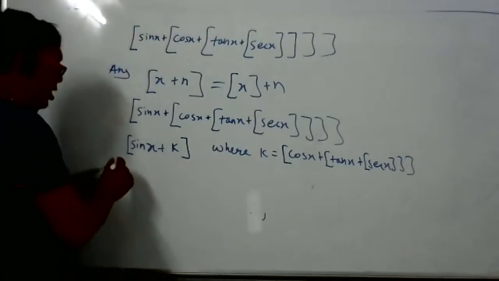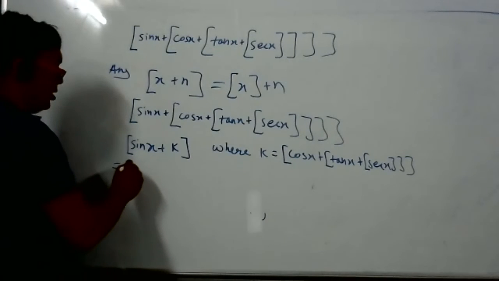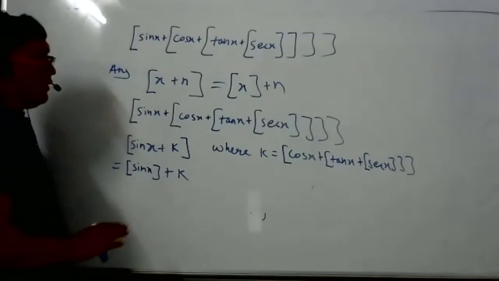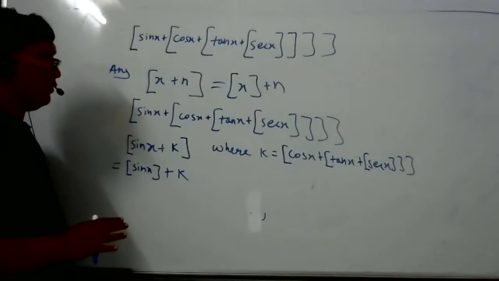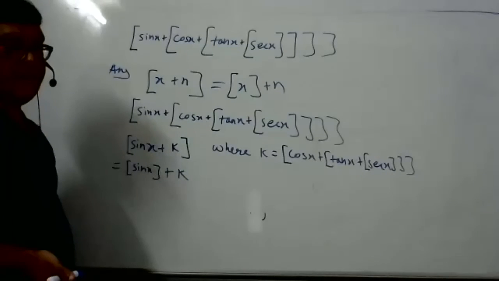So now what happened? How can I write by this formula? I can write bracket sin x plus k, and k will be outside because k is an integer. Agree or not? Will this k not go out? Is k not an integer? Ask something if you have doubt. Himanshu? Agree, sir. K is an integer.